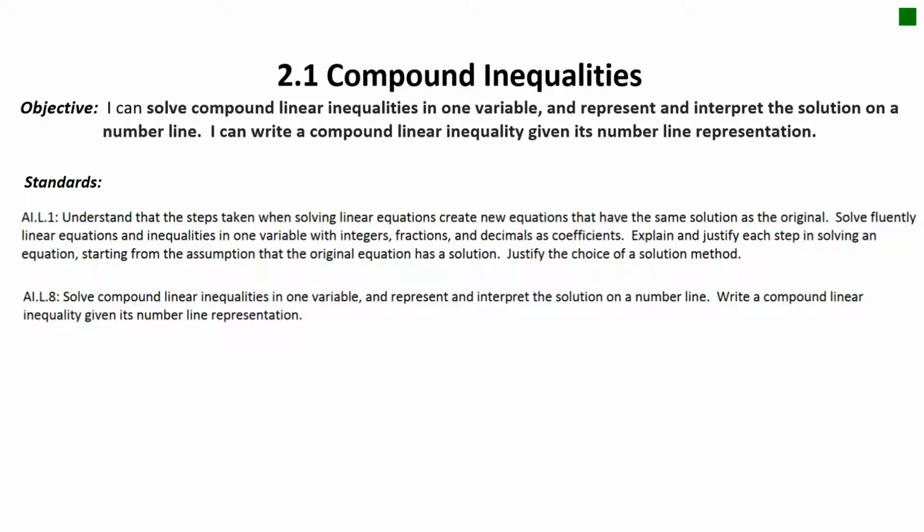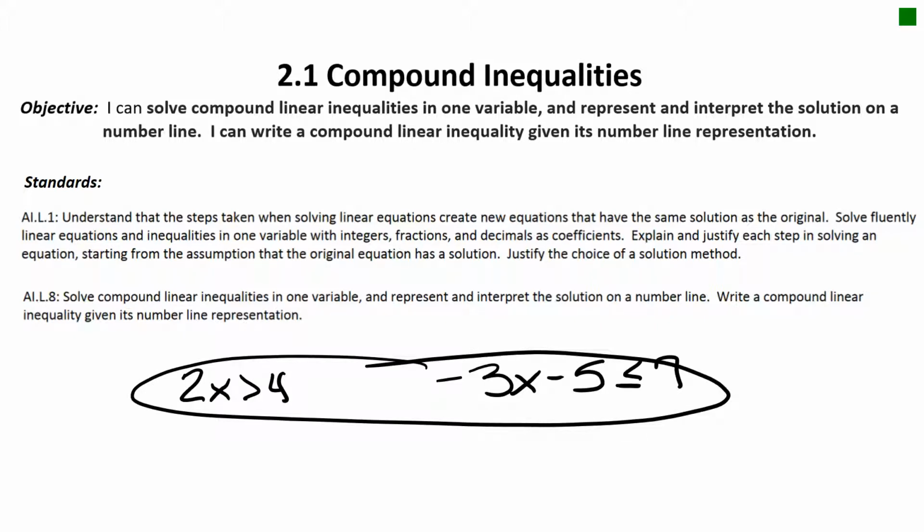Okay, so this unit's going to talk about compound inequalities. And what that means is you're going to take two different inequalities, something kind of like 2x is greater than 4 and negative 3x minus 5 is less than or equal to 7, and you're going to solve them at the same time. You're going to get two different answers, and you're going to see where the final answer is to this whole thing. So it looks like fun, doesn't it?